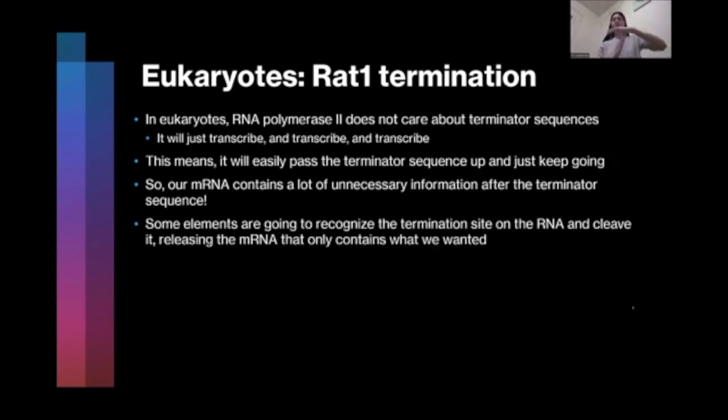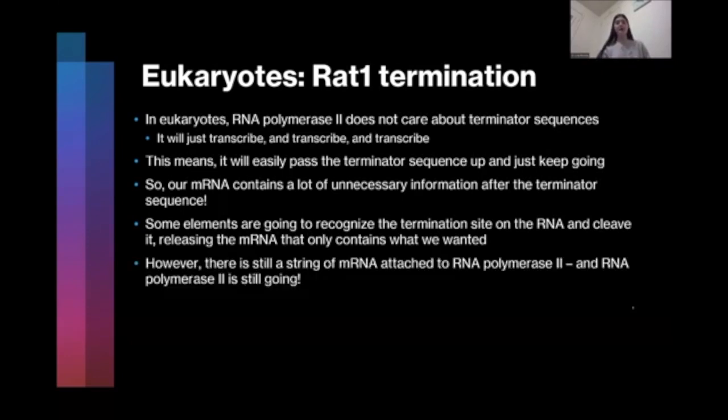If we've transcribed that termination sequence, that means we have a really long string of mRNA. There are some elements that are going to come and look at the mRNA and say, okay, where was RNA polymerase 2 supposed to stop? Where's that termination sequence? It's going to find it, cut it, and release that mRNA right here to go do translation. However, RNA polymerase 2 doesn't even notice that the string got cut. It's still going. So we just have a bunch of mRNA that's useless, and RNA polymerase 2 is transcribing even more useless mRNA, which is such a waste of energy.